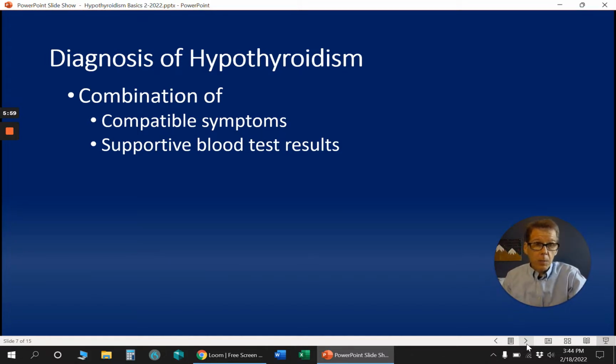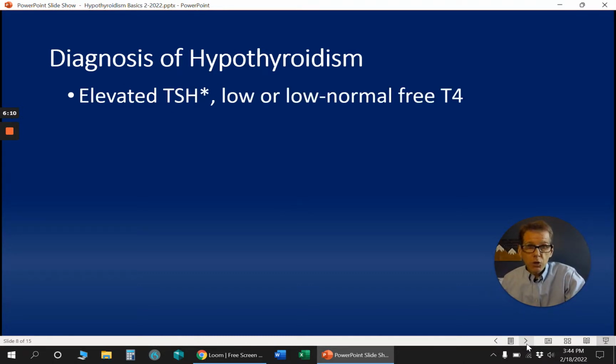And so generally we make the diagnosis looking for a combination of compatible symptoms. So we would typically recommend testing if you have symptoms that in theory could be caused by the thyroid, and then supportive blood test results. And that will generally be, as we look at in the physiology, a combination of the elevation of TSH and a low normal free T4.